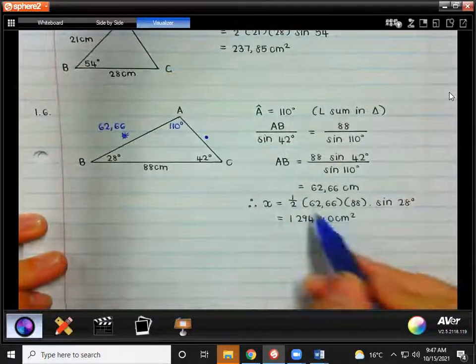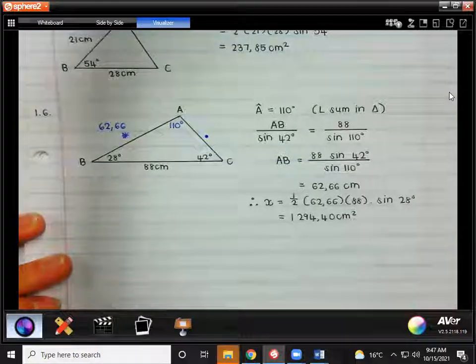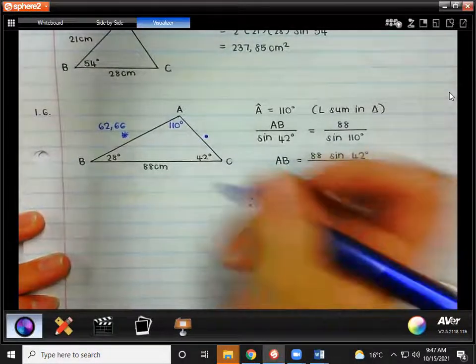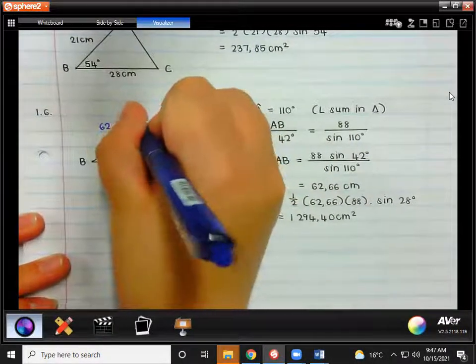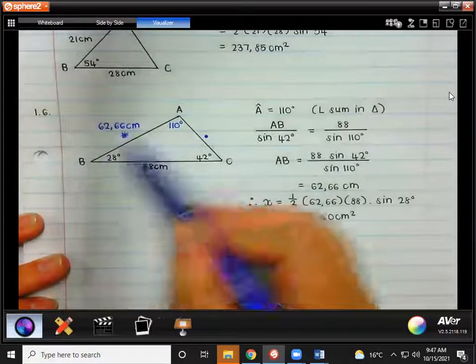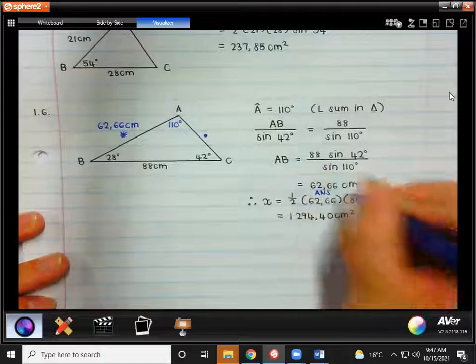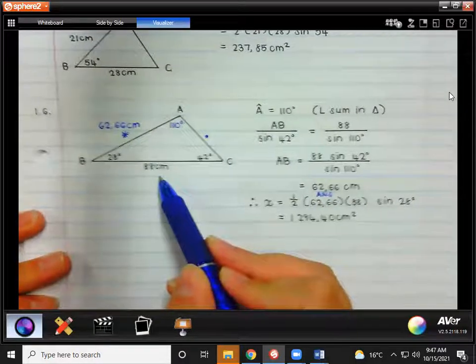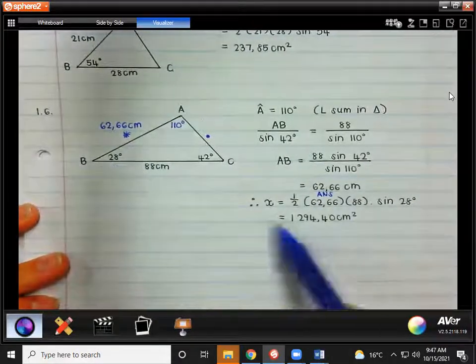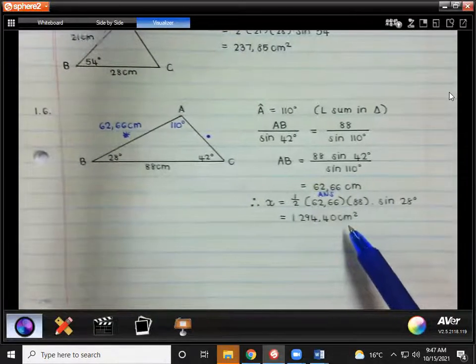So now when I use it in my area formula, I have to use the answer button, because AB is an in-between step. That's not the final answer. Then I did half times 62.66, but using the answer button here, times 88 times sine of 28, and I got that answer. Now you obviously have to round because that's your final answer.